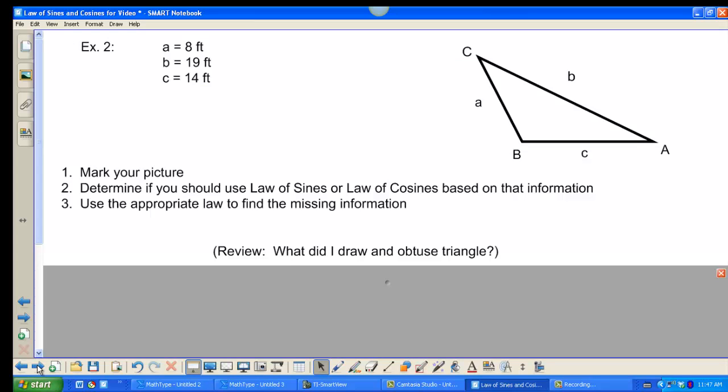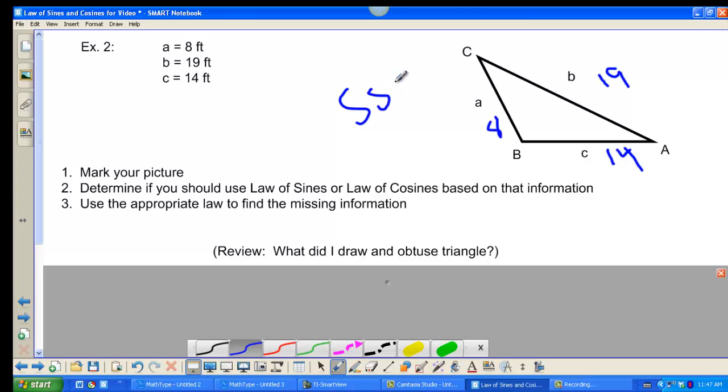Okay, next, last problem. We're given that side A is 8 feet, B is 19 feet, and C is 14 feet. So I'm going to mark my picture. A is 8, C is 14, and B is 19. I was given 3 sides. Therefore, this is a law of cosines problem.